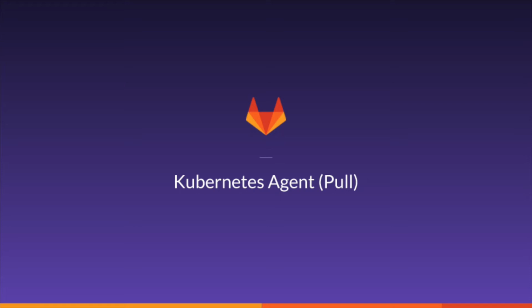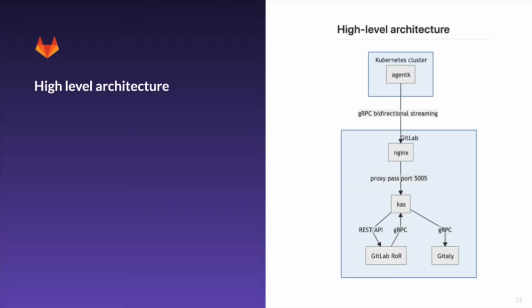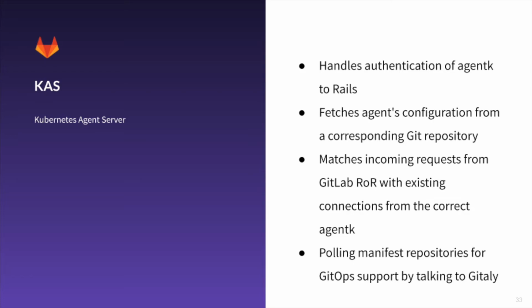Although you can use push-based CI/CD with GitOps, you also have the pull-based approach to CI/CD. And why is this needed? Many organizations cannot open their clusters to the internet. So this pull-based approach is good for them. Here is a high-level architecture of our solution. We use an agent that is deployed to the cluster, and there's a server side as well called KAS that is listening on the server side. So the agent connects to the server side Kubernetes agent server, and it waits for requests to process.